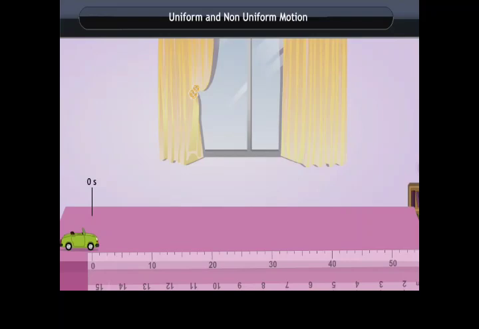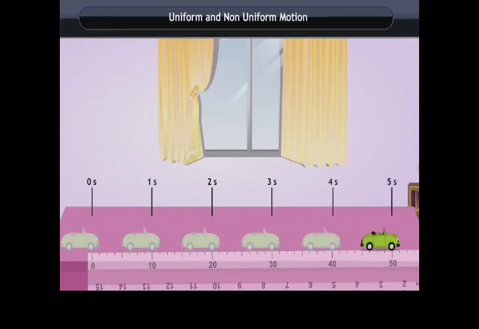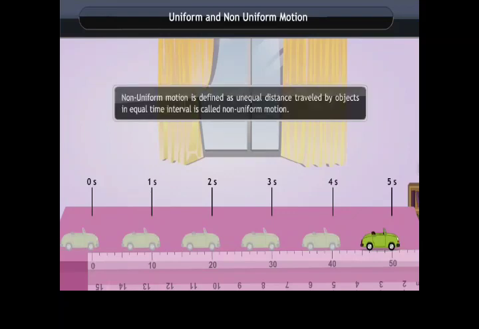Observe the motion of a toy car. A toy car starts its journey from origin at time t equals 0. It travels 10 centimeters in the first second, another 10 centimeters in the next second, and another 10 centimeters in the third second, and so on. The toy car covers equal distance in equal intervals of time. That is, in every 1 second, the car is covering 10 centimeters. This kind of motion is called uniform motion. So uniform motion is defined as equal distance traveled by objects in equal time intervals.